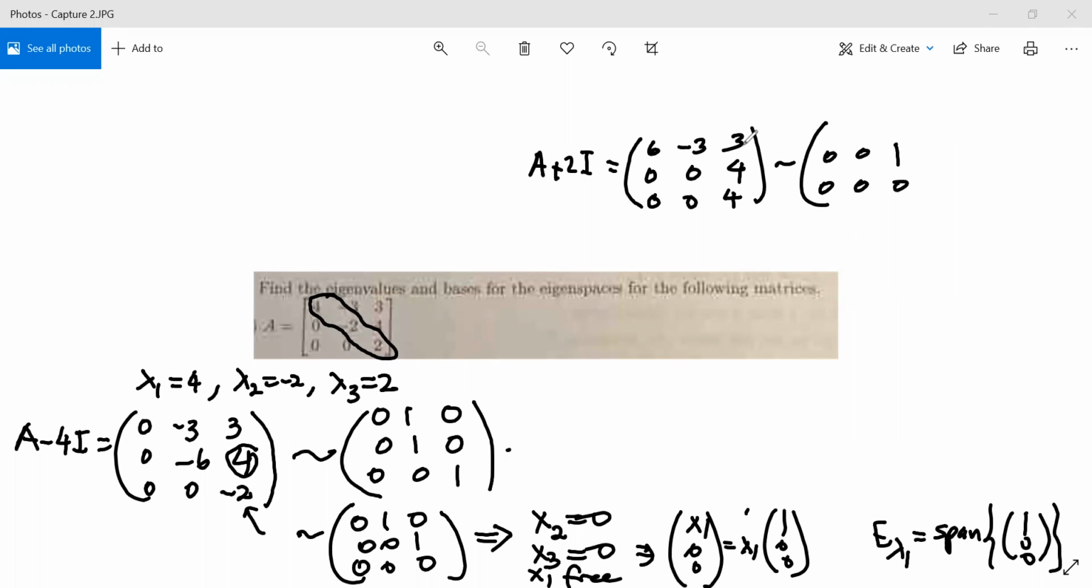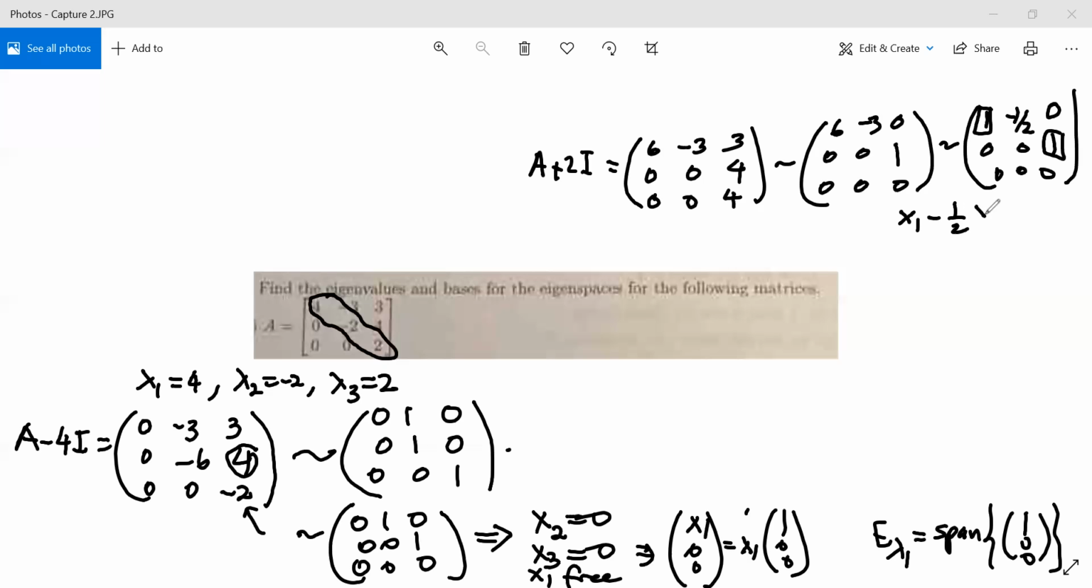And I can use that to make the top number 0. So this will be 6, -3, 0 here. And then scale it by, let's say, 6. This will be 1, -1/2, 0, 0, 0, 1, 0, 0, 0. Okay, so you got a pivot here, and you got a pivot here. Then you can just rewrite it. So x1 minus 1/2 x2 equals 0, and x3 is 0.